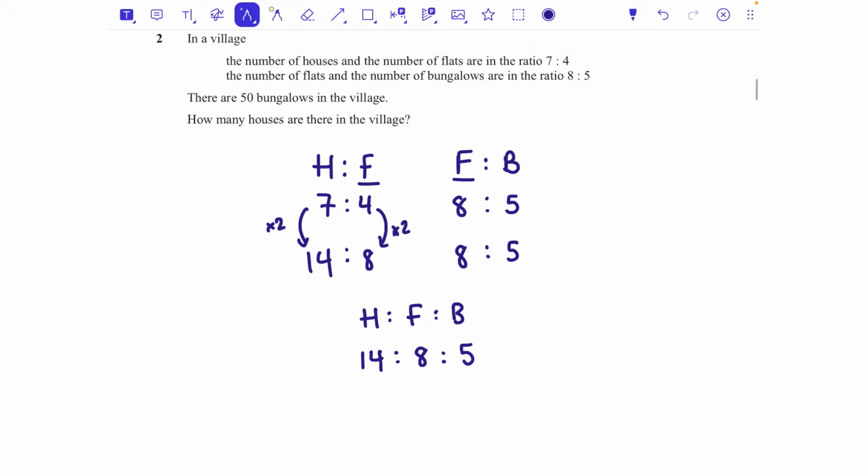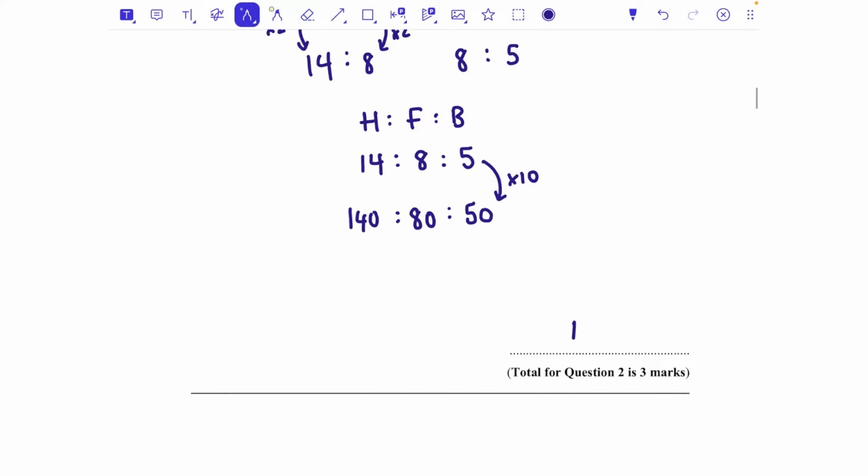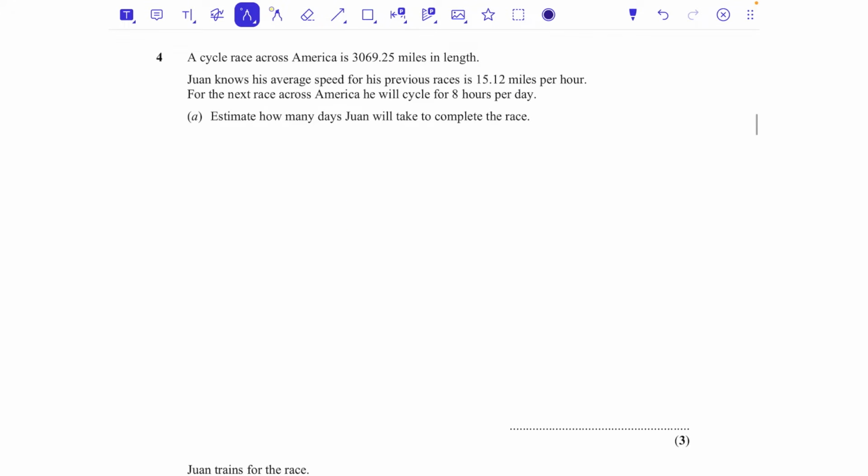I now know that there are 50 bungalows, so this value is 50. To keep this ratio equivalent, we've multiplied by 10 here, so we need to multiply by 10 on all of the values. There must be 80 flats and there must be 140 houses. So how many houses are in the village? 140. Great.